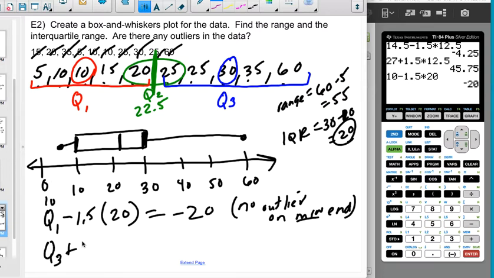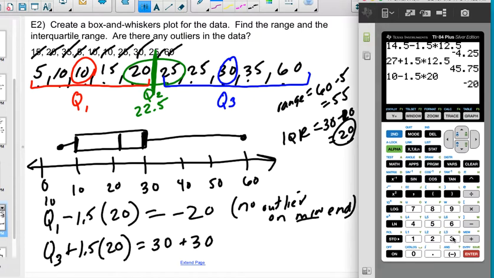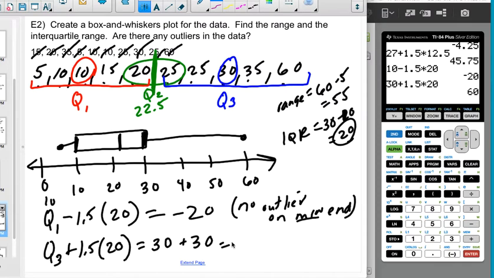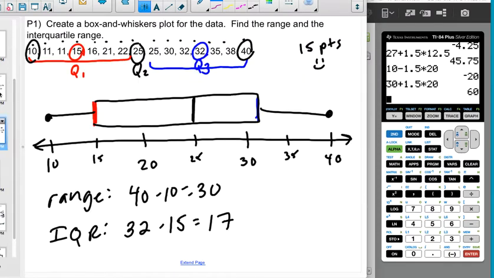20. Q3 plus 1.5 times 20, right? Well, that would be 30 plus a 30, which should be a 60. So we have 30 plus 1.5 times 20, just double checking that my math is right, and that's 60. So now we have to go back and double check if an outlier is greater than that cutoff or the same as that cutoff, because I don't remember.